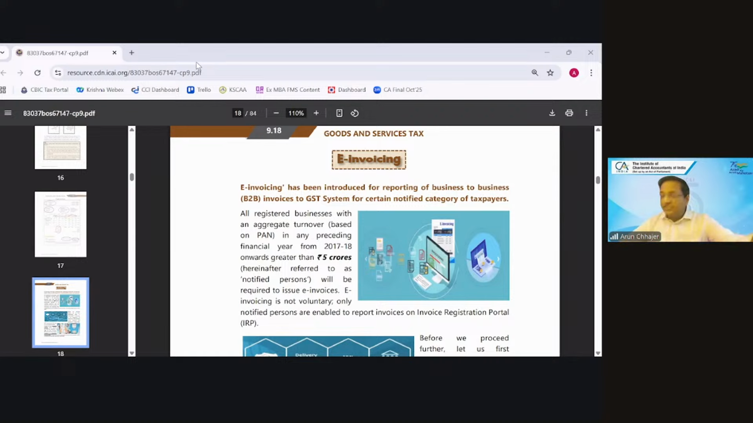Now, next question. Is e-invoicing made mandatory for B2B or B2C? The answer is B2B. Tell me, for export, is it mandatory or not? Because export is B2C.